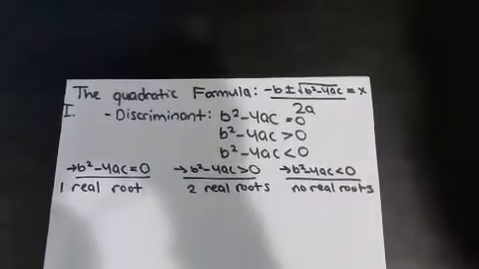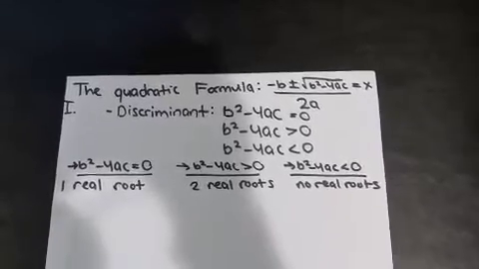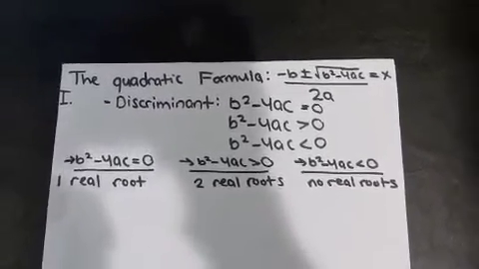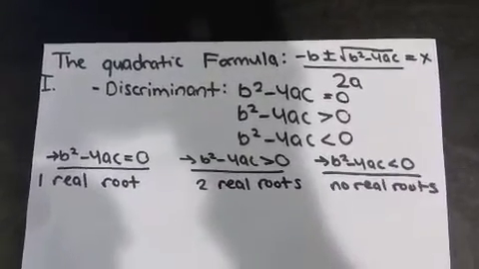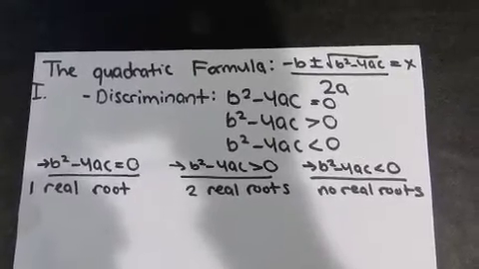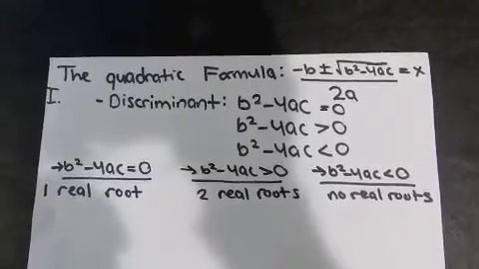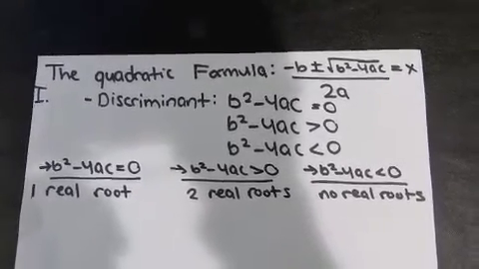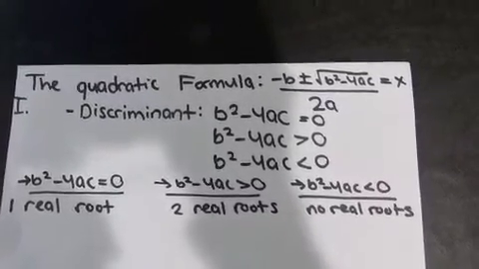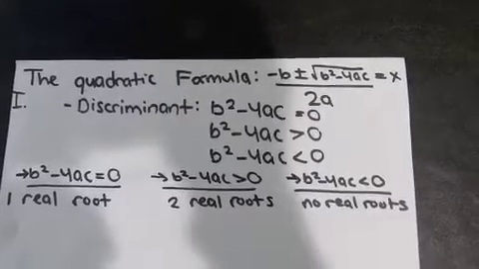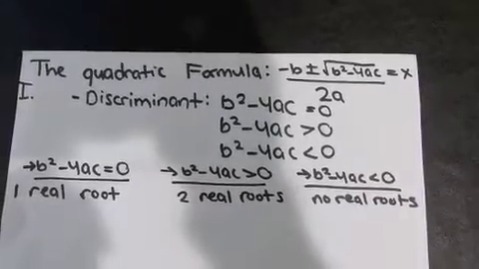Method number 1, the quadratic formula, also known as x equals minus b plus or minus the square root of b squared minus 4ac, over 2a. The discriminant, which is essentially the b squared minus 4ac that is under the radical sign in the quadratic formula, can either be equal to 0, greater than 0, or less than 0. If the discriminant is equal to 0, there is one real root. If the discriminant is greater than 0, there are two real roots. Lastly, if the discriminant is less than 0, there are no real roots.